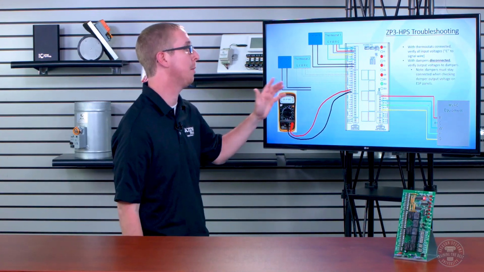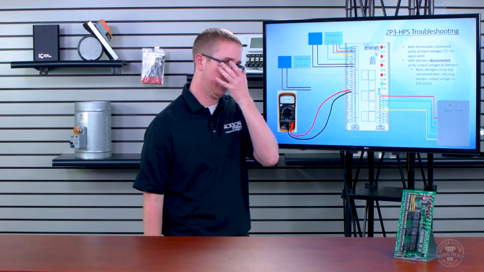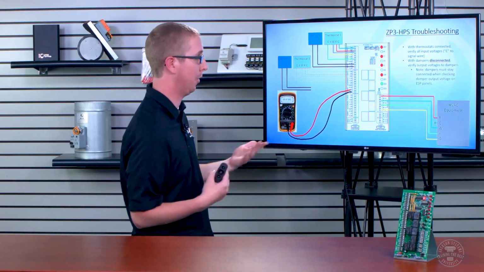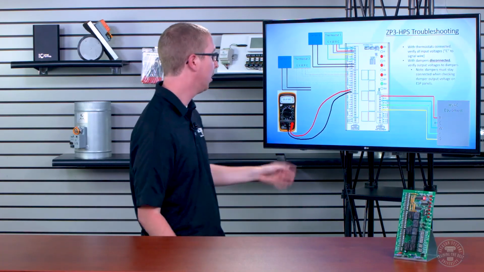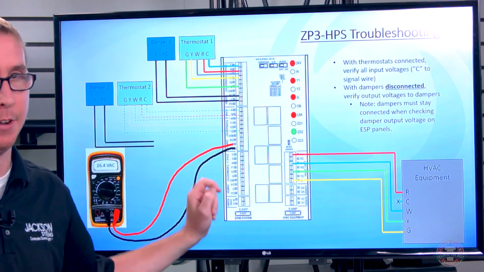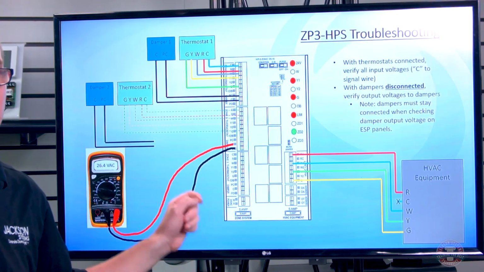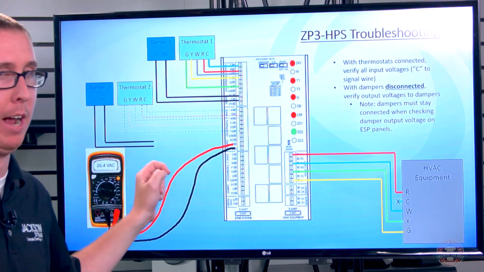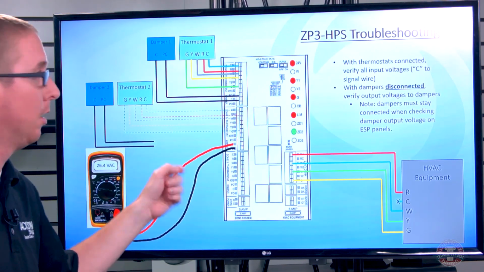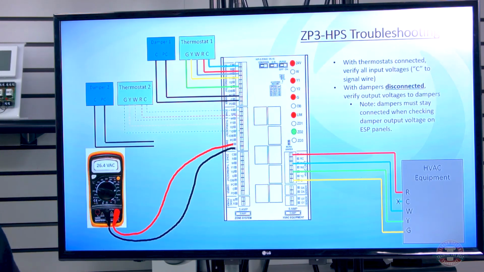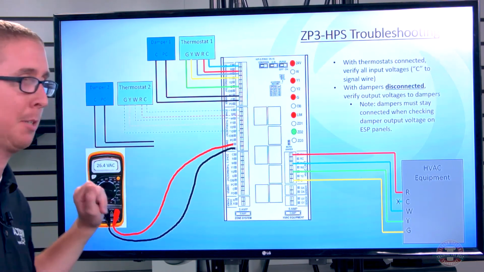Something that is extremely important, and it's non-intuitive, so I understand people not knowing that this is what you have to do: when you're reading damper outputs on a standard zoning panel, you must disconnect the damper wires from the damper actuator. This panel will only read 100% accurately, without a doubt, if the load from the damper has been removed from them.